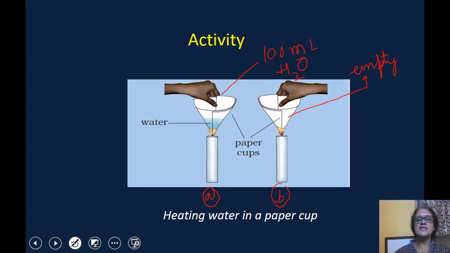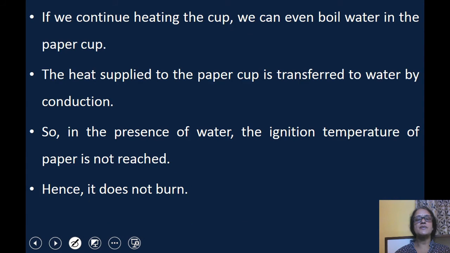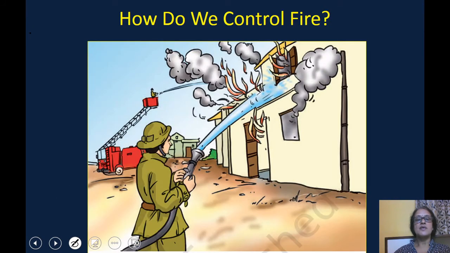So now we can see that a substance can't catch fire until its ignition temperature is reached. I hope this point is clear to you. All these points, whatever I have explained you, are mentioned here. Now, I am coming to the last topic. Last topic is that how do we control fire?